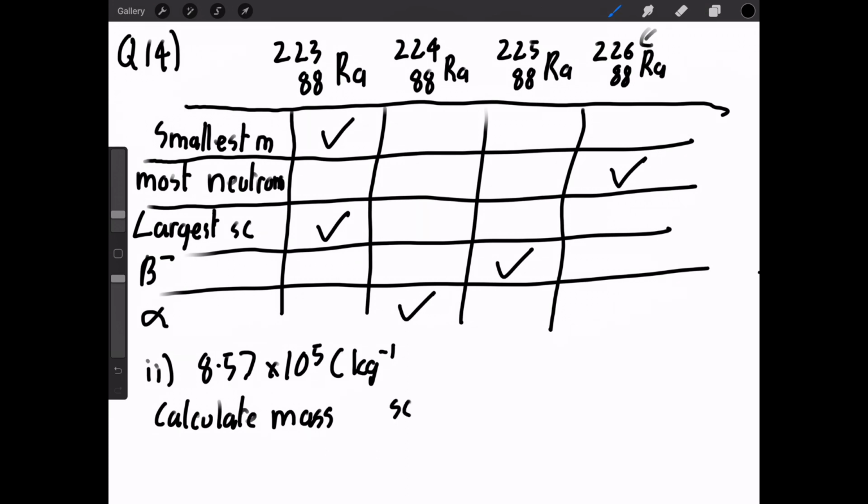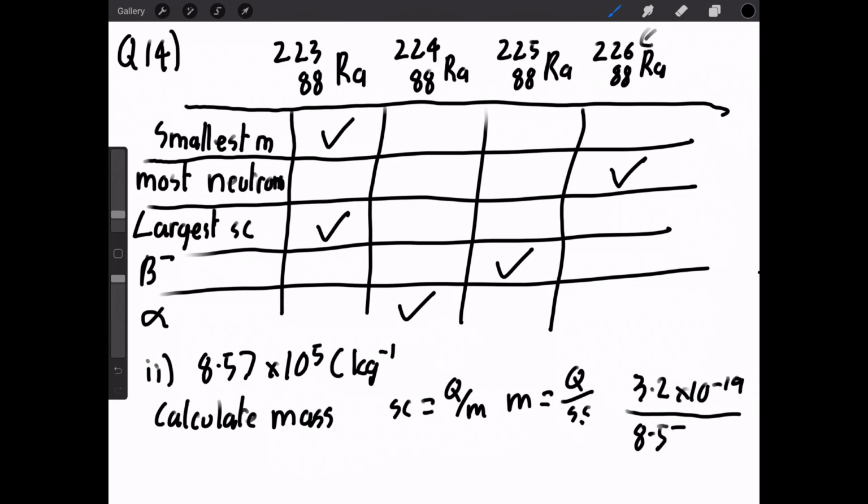So specific charge is the ratio of the charge to the mass. So rearrange that equation. Mass is going to be charge over specific charge. Plug some numbers in for that. The charge is 3.2 because we've been ionised, so we've got plus 2 charge. 3.2 times 10 to the minus 19. And we're going to divide that by the specific charge which we're given, 8.57 times 10 to the power 5. I'm running out of room here, so I'm just going to put the answer down here and then move on. That gives me about 3.73 times 10 raised to the power minus 25.